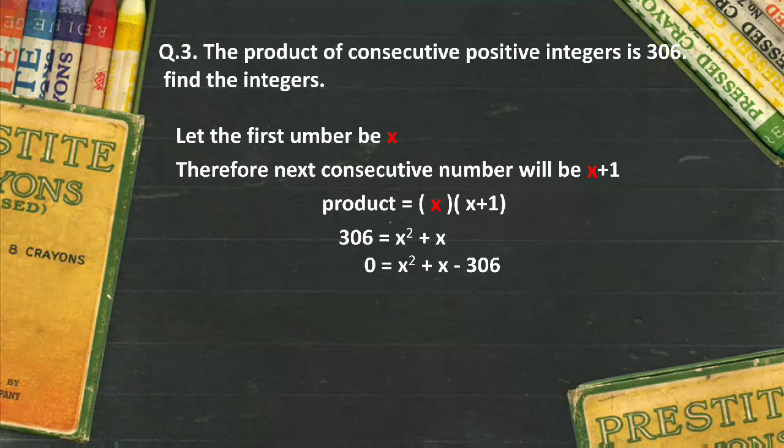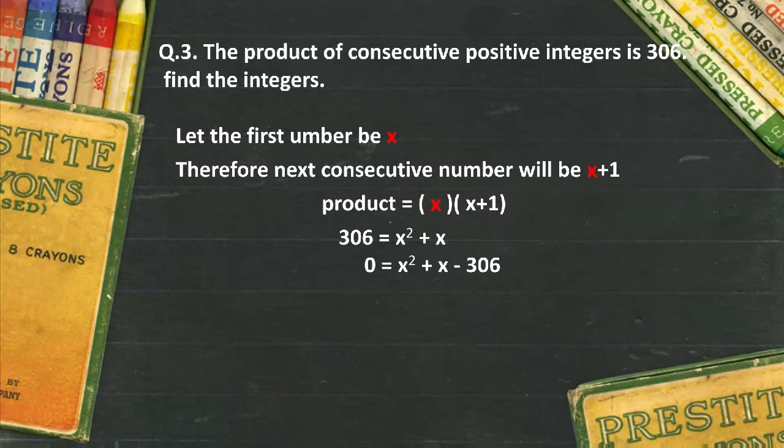And I have a quadratic equation. All you have to do is solve this by either factorization, quadratic formula, or completing square method to get an answer for that value of x. And once you get the value of x, that's it. All you have to do is add plus 1 to get the next number.